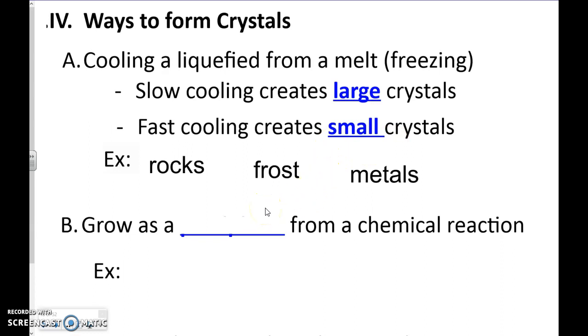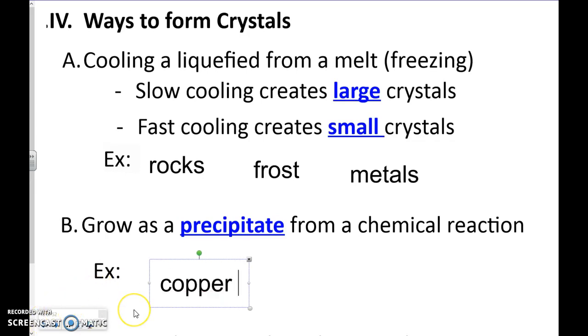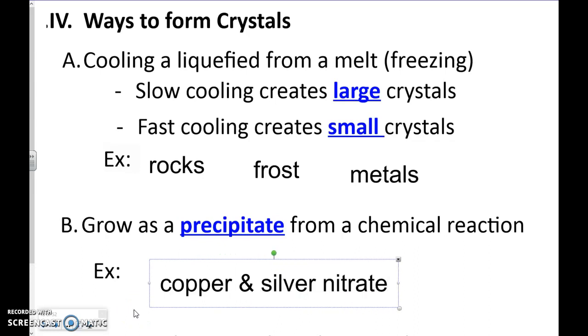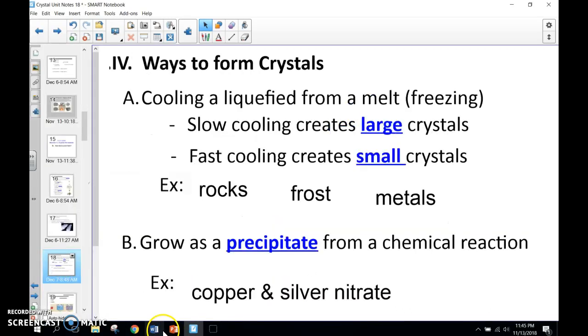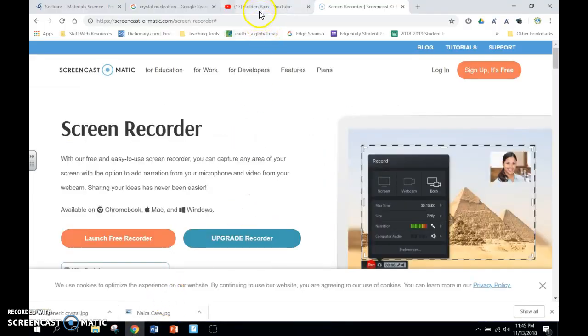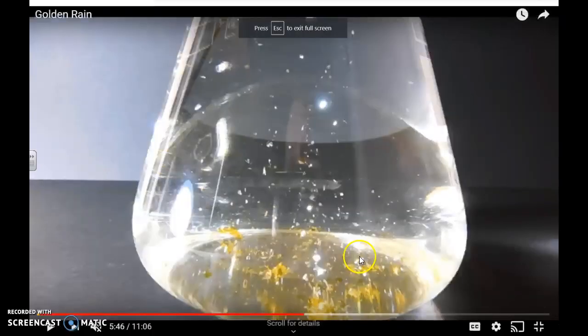Another way we can do it is grown from a precipitate. A precipitate is a chemical reaction. You're going to do it with copper and silver nitrate underneath the microscope. Basically it's a chemical reaction where two solutions are combined and they come together to create a new product. I actually have a quick video to show you for that.